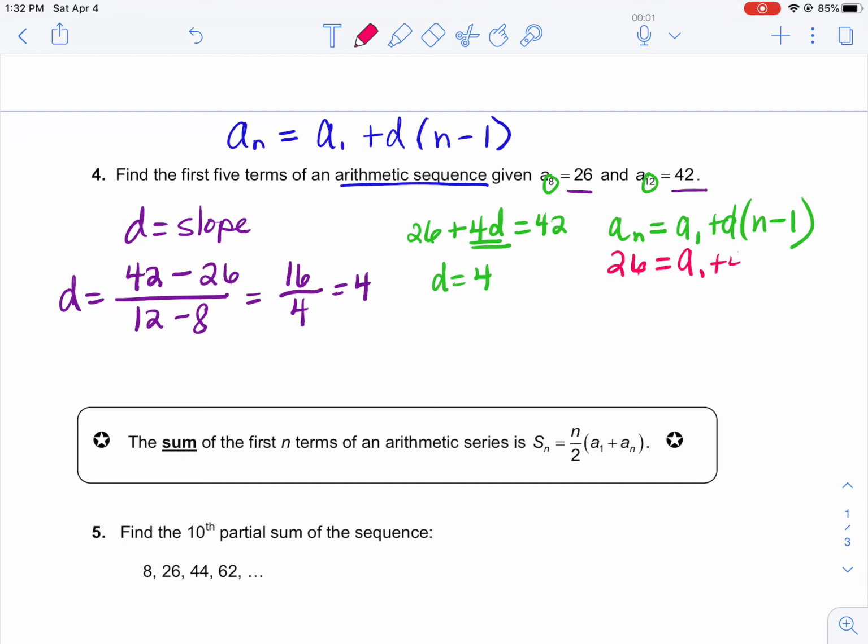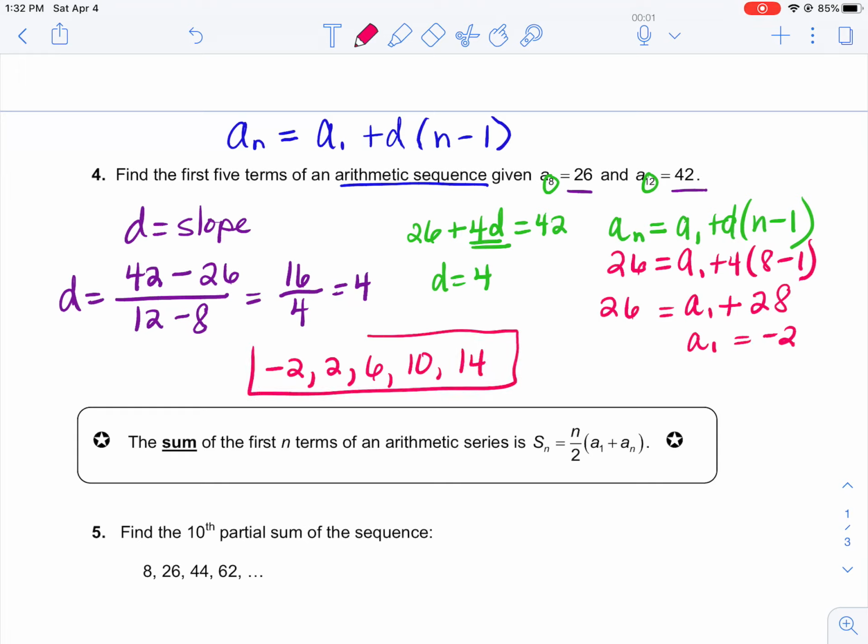I don't know what the first term is. I do know that the difference is 4. And I know that 26 is the 8th term. So I'm going to do 8 minus 1. Then I'm going to simplify and get 26 equals a sub 1 plus, when I distribute, 28. Solve, and I get a sub 1 is equal to negative 2. So my first term is negative 2. If I add 4 to that, I'll get 2, add 4, and add 4. So here are the first 5 terms of this sequence.